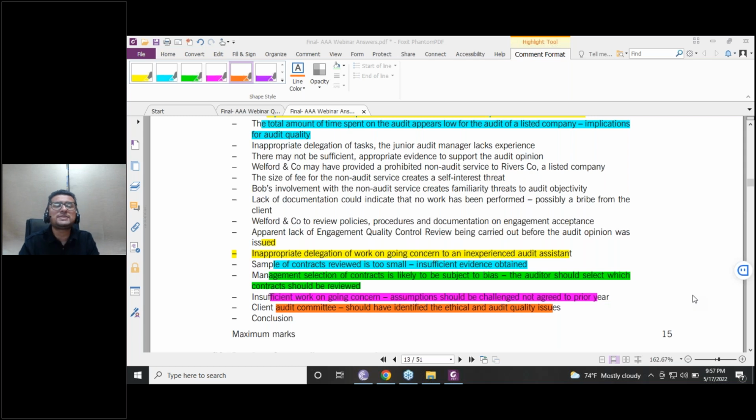Manoj Kumar, this is from September, December 2020. This is right in the middle of COVID. This past paper question is from December 20.